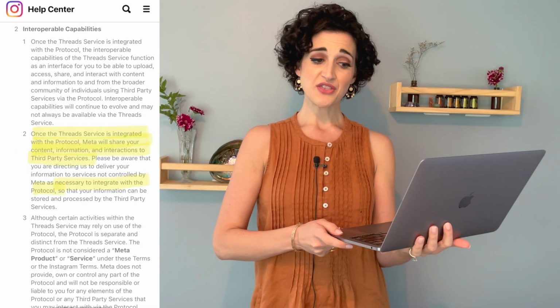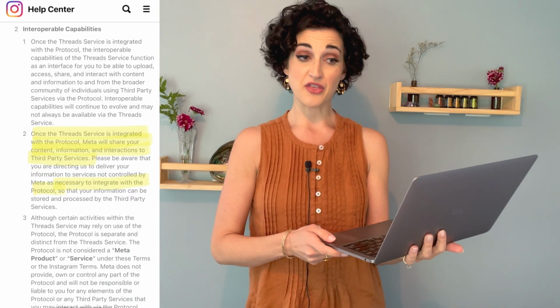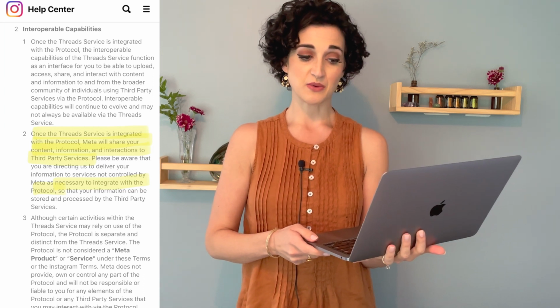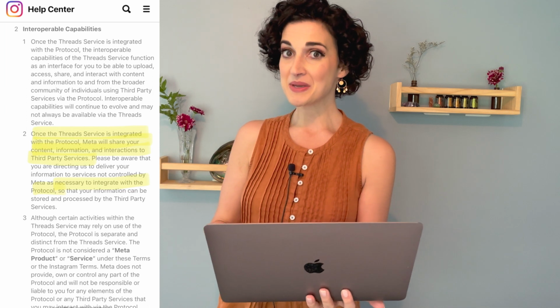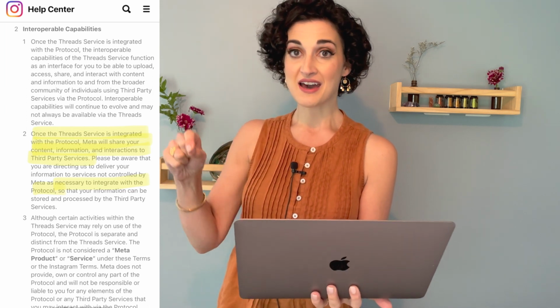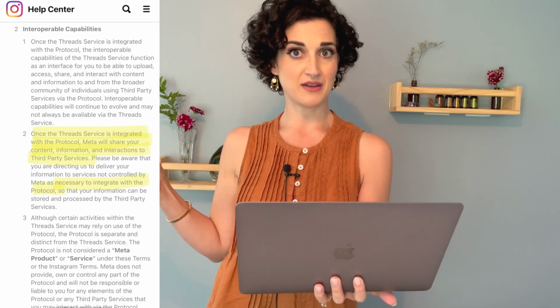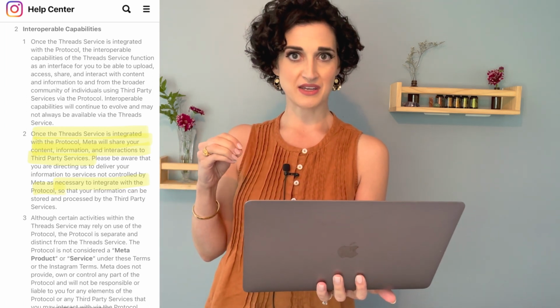Well, the Threads supplemental terms say this. Once the Threads surface is integrated with the protocol, Meta will share your content, information, and interactions with third-party services. That's outside services. Please be aware that you are directing us to deliver your information to services not controlled by Meta. Again, that decentralized social media environment.